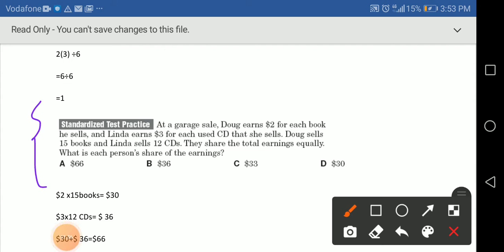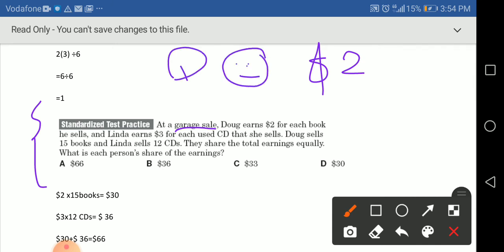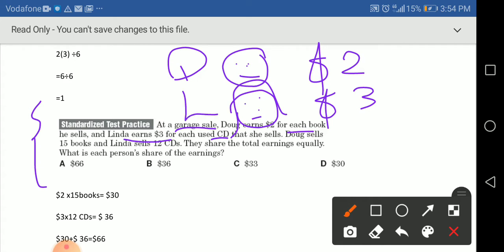Okay guys, what about this example? It's a word problem. At a garage sale, Doge earns $2 per, or for each, book. And we have Linda, she earns $3 for each CD. This is for Linda. I have the sales: Doge sells how many books? 15 books. And Linda sells how many CDs? 12 CDs.